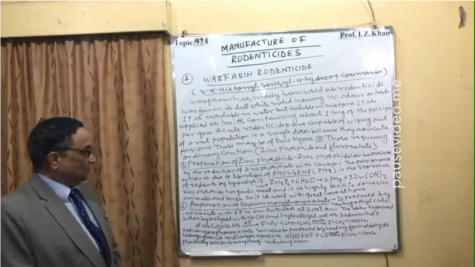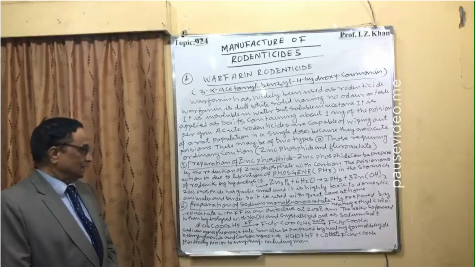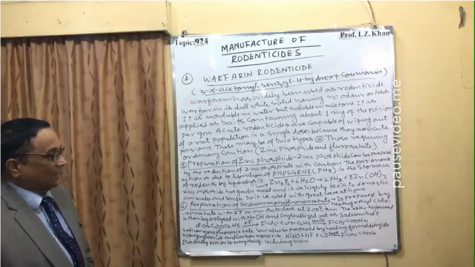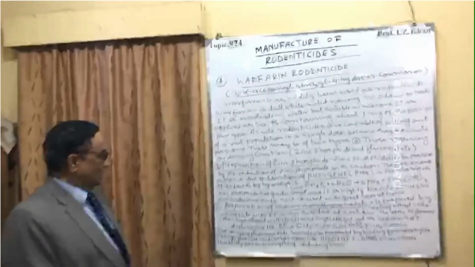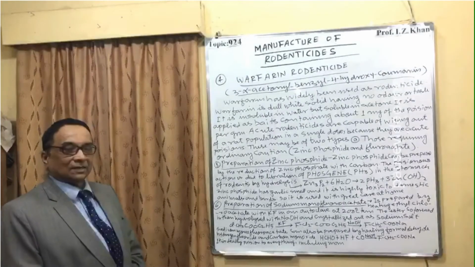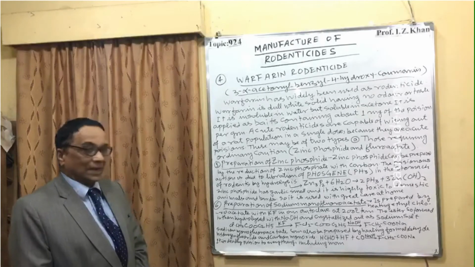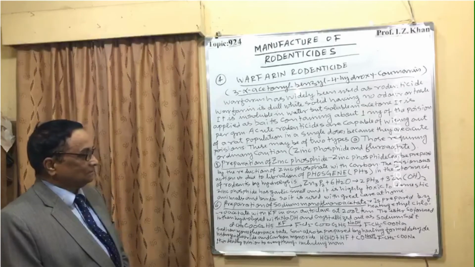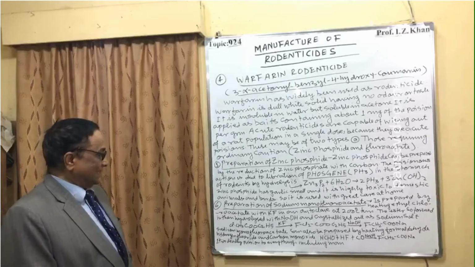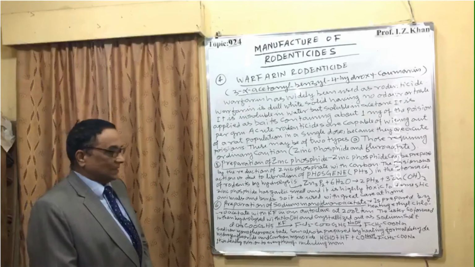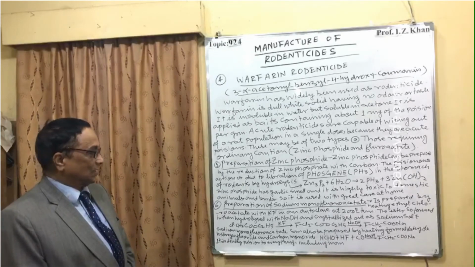Number 6, preparation of sodium monofluoroacetate, and it is prepared by heating ethyl chloroacetate with potassium fluoride, that is KF, in an autoclave at 200 degrees centigrade temperature. The ester so formed is then hydrolyzed with sodium hydroxide and crystallized out as sodium salt.